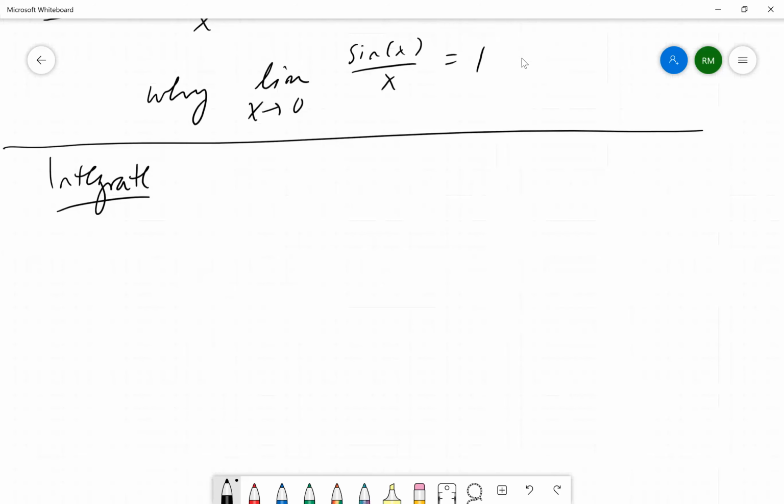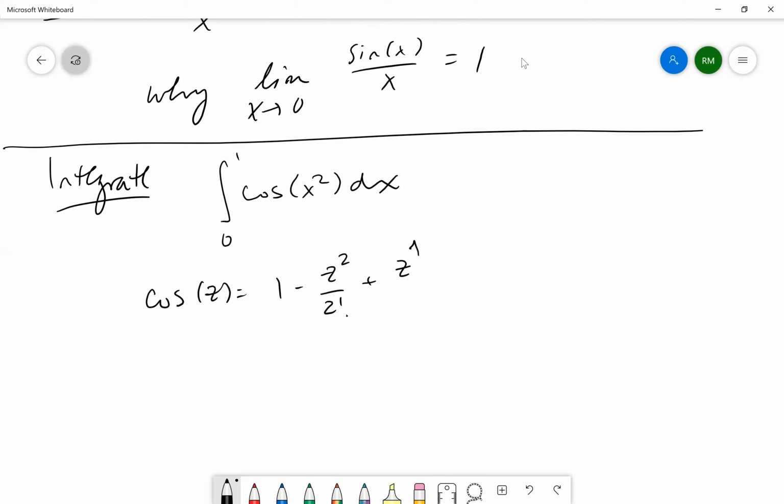So integrating is a little bit interesting. So we can use this to approximate integrals of functions. So let's look at cosine of x squared. This is something we do not know how to integrate with our traditional techniques. So we need to use the Taylor series to help us. So we know that cosine of z is 1 minus z squared over 2 factorial plus z to the 4th over 4 factorial minus z to the 6th over 6 factorial.